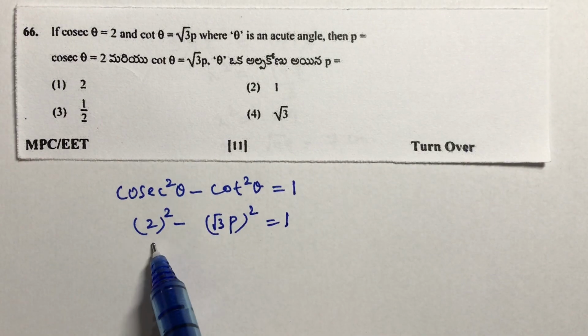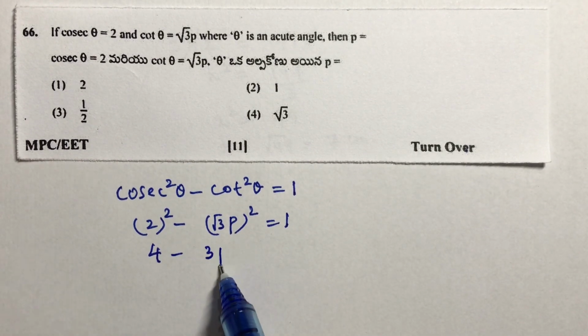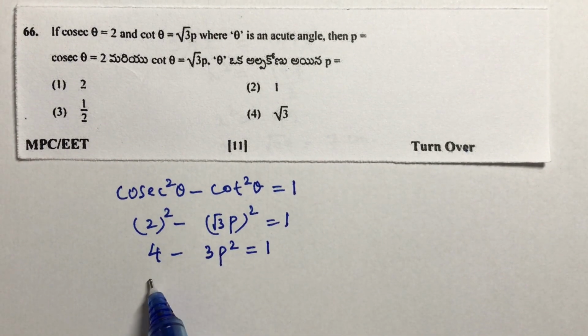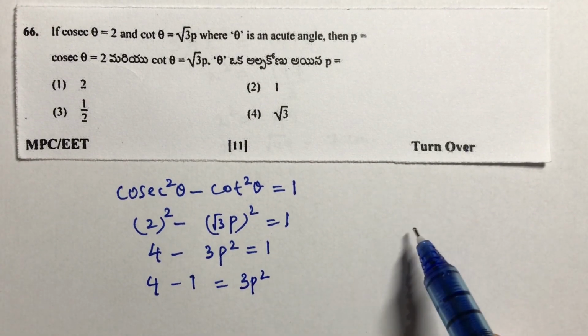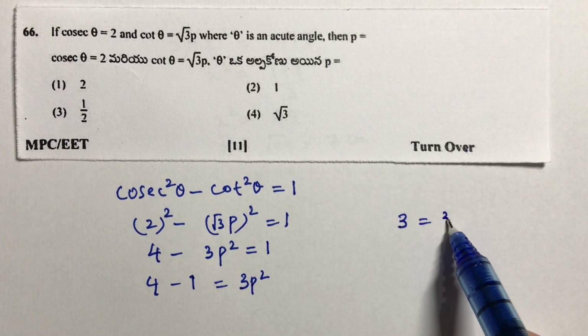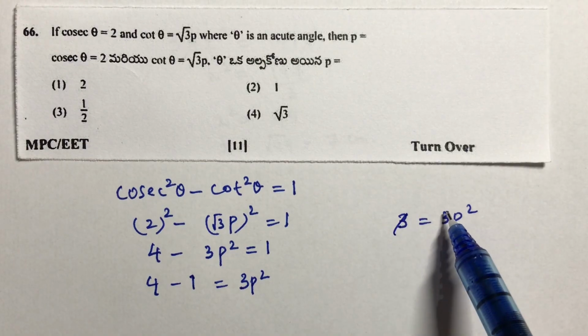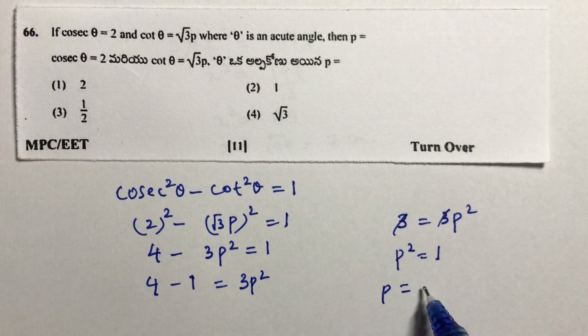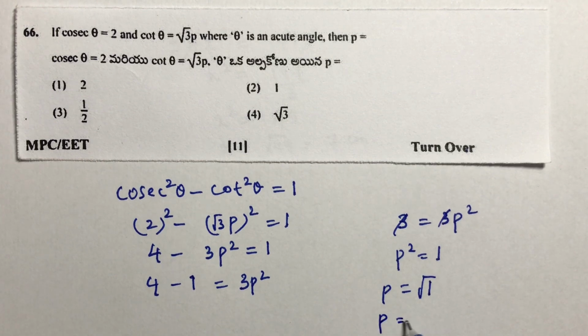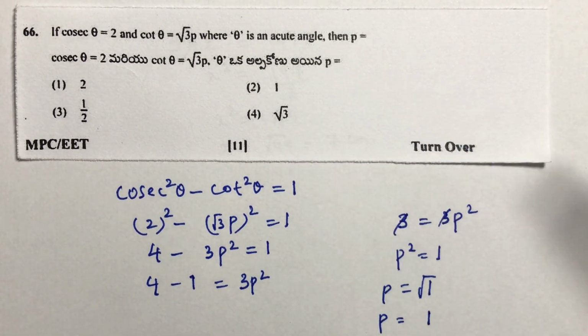Whole square is 1. So this is 4 minus 3p square is 1. So 4 minus 1 is 3p square. 4 minus 1 is 3. 3 equals 3p square. So p square is 1. p equals root 1, so p equals 1. So the correct option is 2.